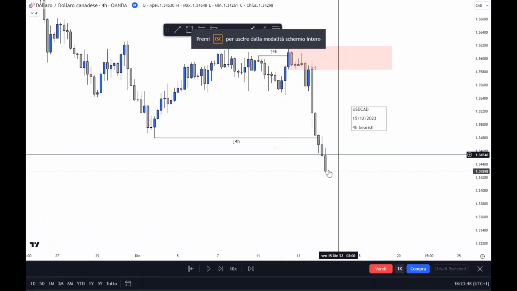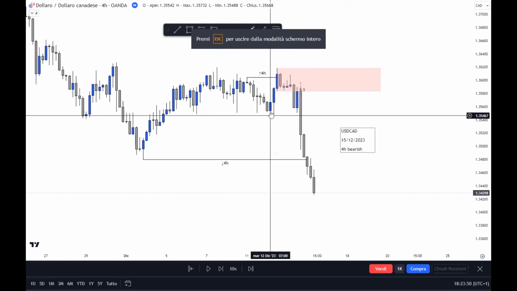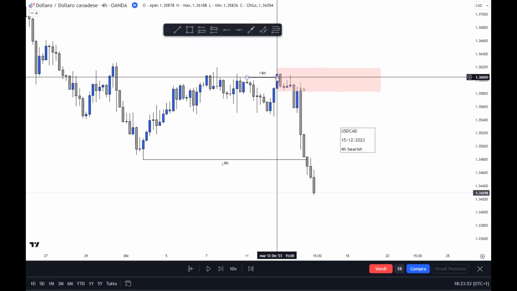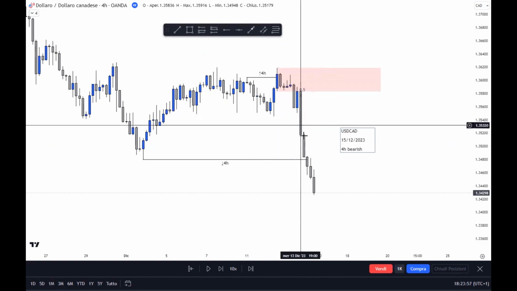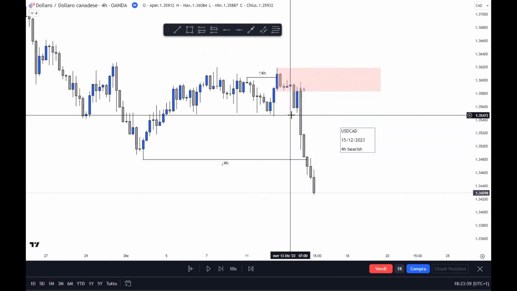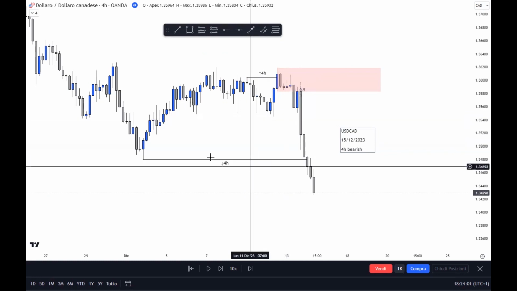Which picture is that? Here we have the breakout structure up. What was the breakout structure? This guy down here. So when the price breaks down here, we are now in the bearish phase, right?